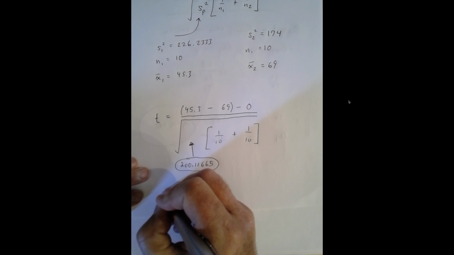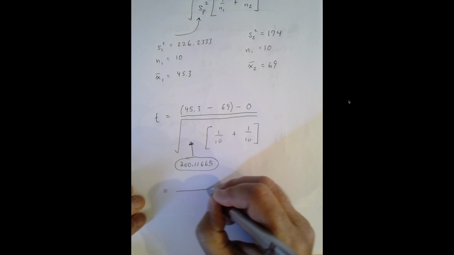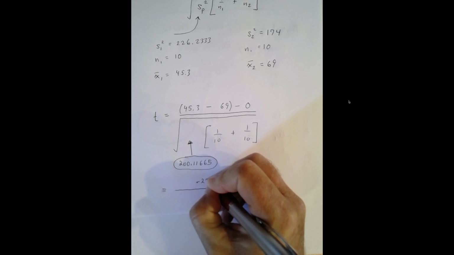All right. So let's make some calculations. So on the top, I get 45.3 minus 69. So I get negative 23.7. And the bottom, I'm going to type this in, and I'll share with you what I get. So I'm going to get the square root of 200.11665 times 1 divided by 10 plus 1 divided by 10.